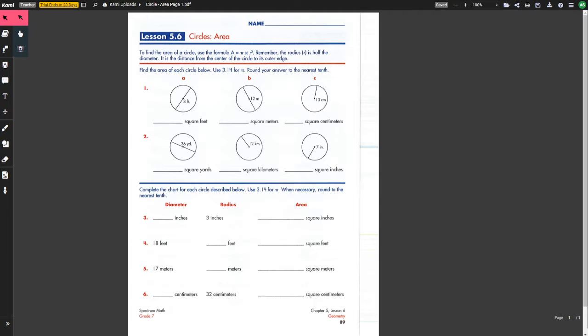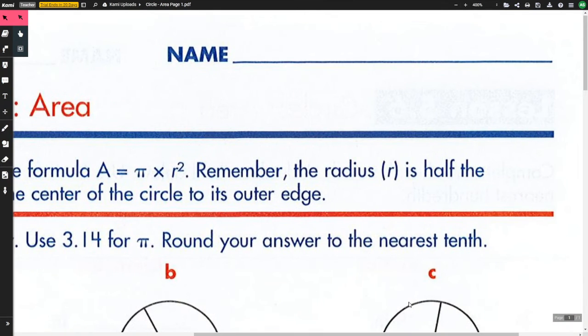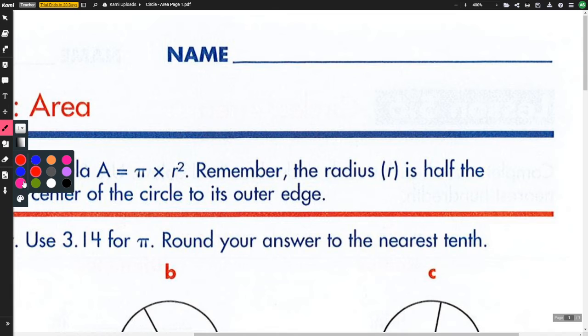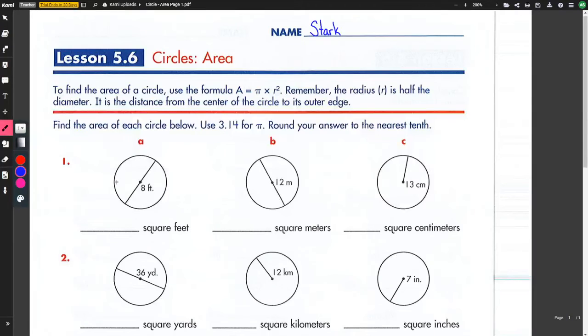This time we will be looking at circles with area. So first thing I'm going to do is zoom in so I can write my name. And I'm going to zoom out so I can read a little bit better.